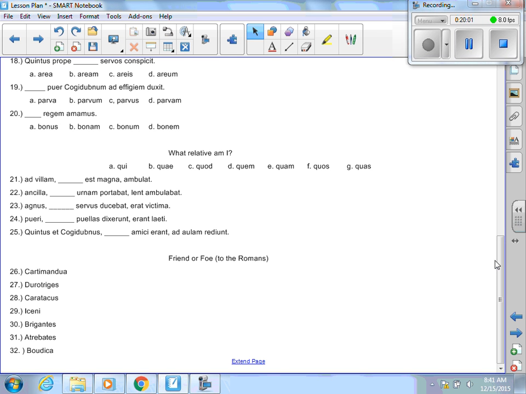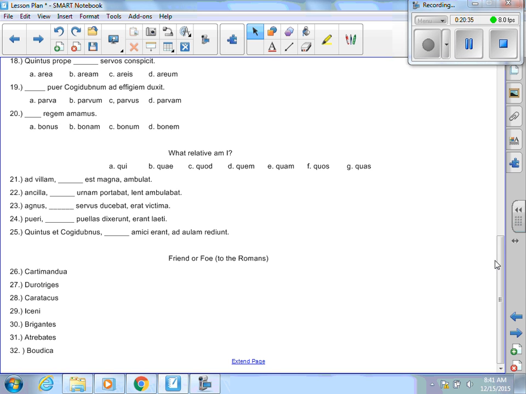Number 25, Quintus et Cogidubnus. This is kind of tricky because my subject here is plural. But the antecedents are Quintus and Cogidubnus. So kind of tricky right here. So I need a plural masculine because Quintus and Cogidubnus are the antecedents. I look inside the clause, I'm missing a subject, so I need a nominative. I need a nominative because of how it's used inside the clause. I need a plural and masculine because Quintus et Cogidubnus are plural and masculine. So I need a nominative, plural, masculine, qui, A.